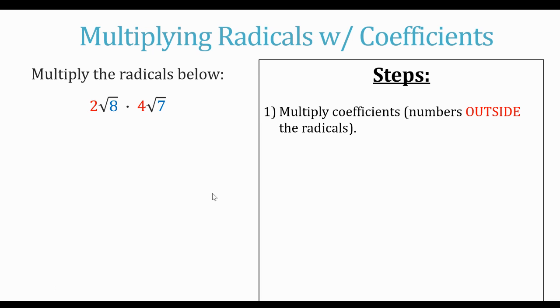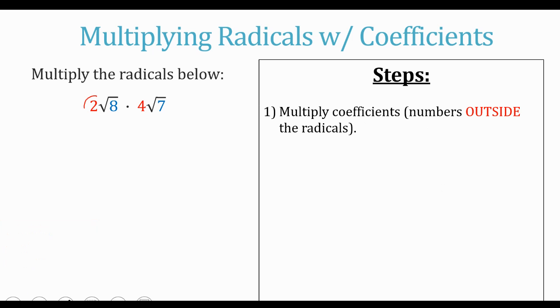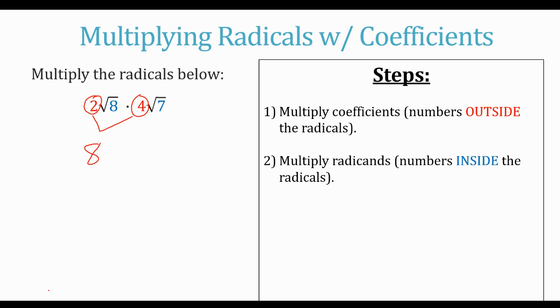So the first thing that you want to do is multiply the coefficients, the numbers outside the radicals. So let's do that first. So we're going to multiply this 2, and we're going to multiply this 4, and we get 8. Next step, multiply the radicands, the numbers inside the radical. When you do that, you are going to keep the radical, but now it's just going to become 1. And you multiply these together, and that's what goes under your radical. So that's going to give us 56.